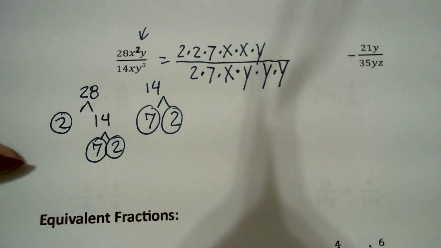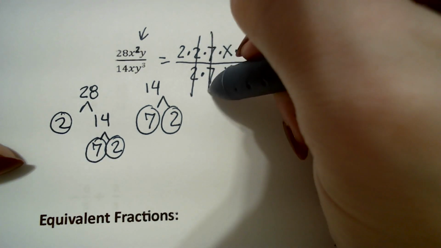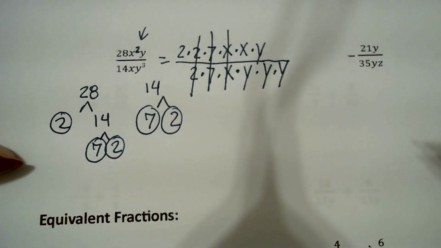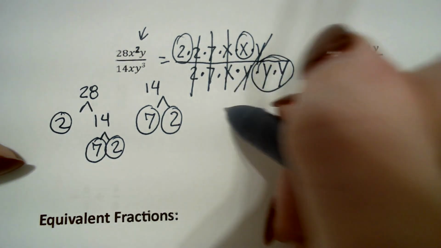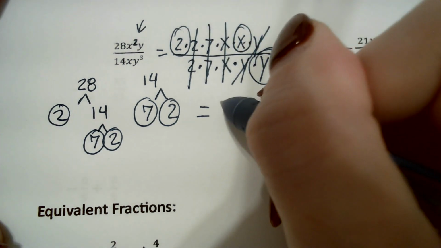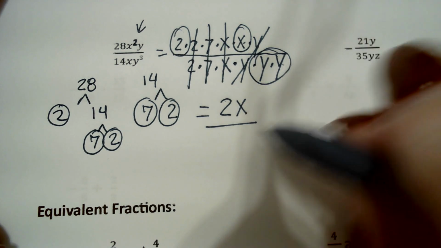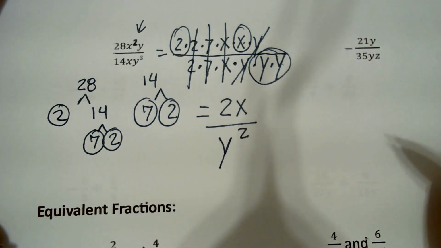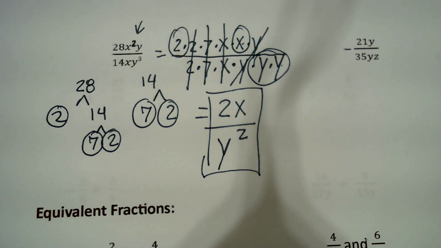Now we'll cancel out what we can cancel out. So that's 2 2's there, 2 7's there, 2 x's, and 2 y's. So we circle what's left just so we don't miss anything. And then let's rewrite it. 2 times x is 2x, and y times y is y squared. That's all that's left. So there's our simplified fraction.